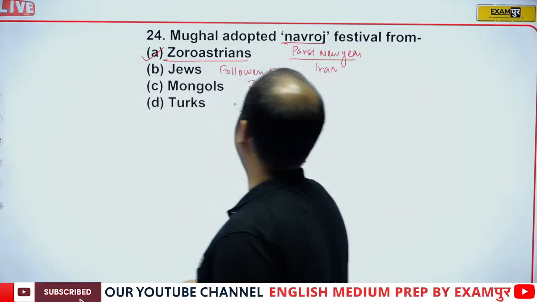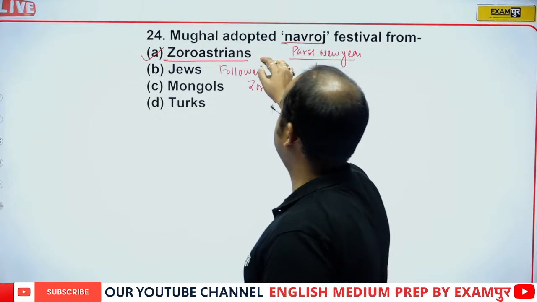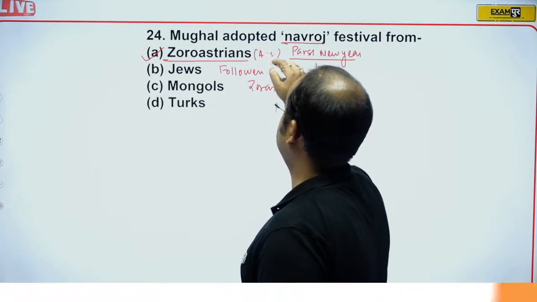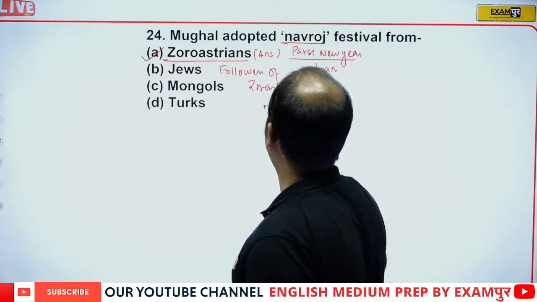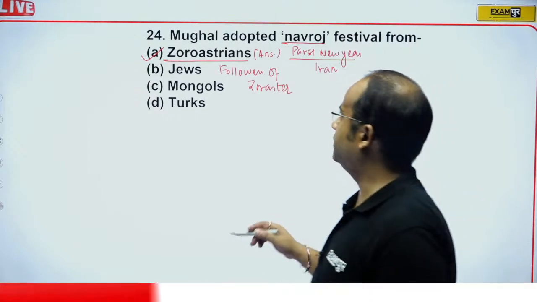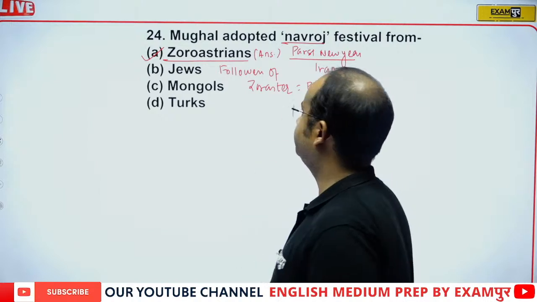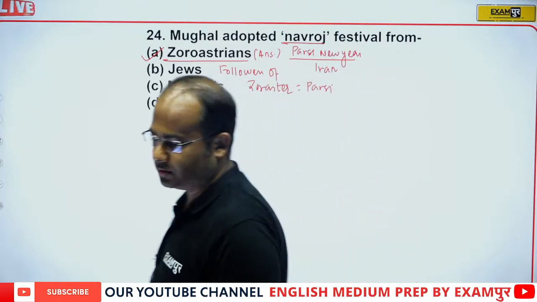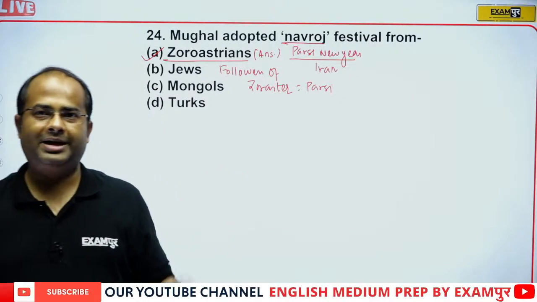So they adopted the name from Zoroastrians. They were the followers of Zoroaster. Jews, they were called Yehudi. Mongols and Turks are not related to Navroz. So the correct answer will be Zoroastrians. They are called Parsi people, since they are the followers of Zoroaster, that is called Zarathustra in Hindi.